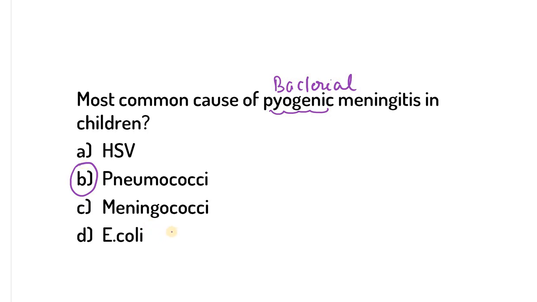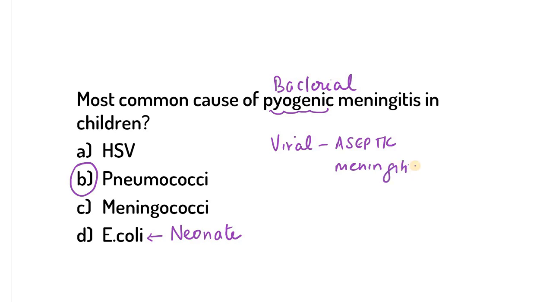Please note that if the question is asking about the most common cause in neonates, then your answer should change to E. coli. Otherwise, in all other age groups, it is pneumococci, which is the overall most common cause of bacterial meningitis. Suppose they ask you about viral meningitis. Virus does not produce any pus, so this is also called aseptic meningitis. So the question may come in your exam like this: most common cause of aseptic meningitis. Then you have to choose a virus.